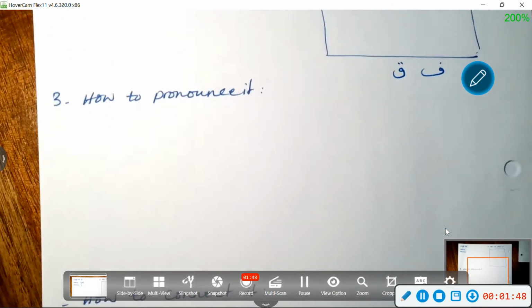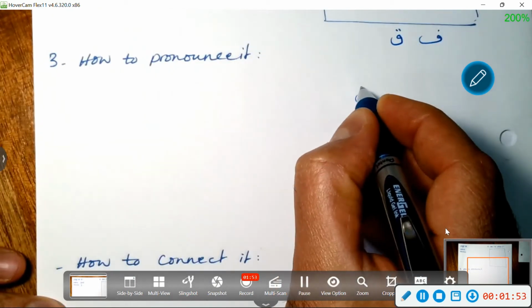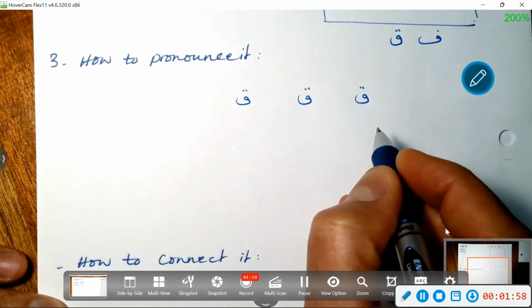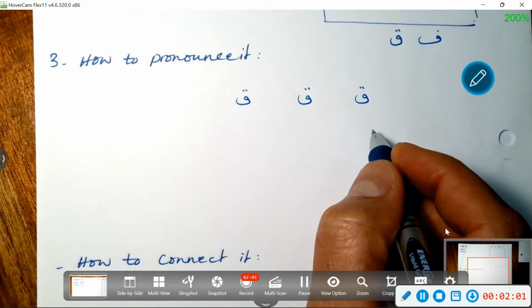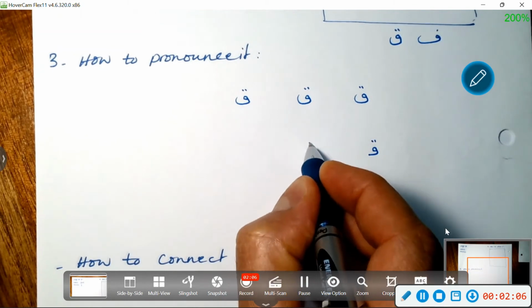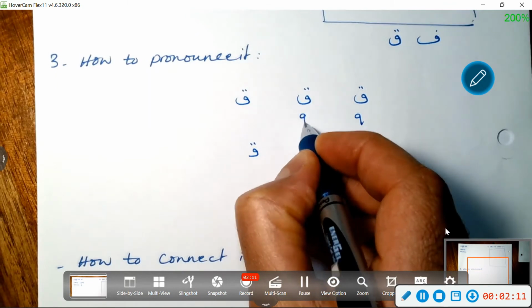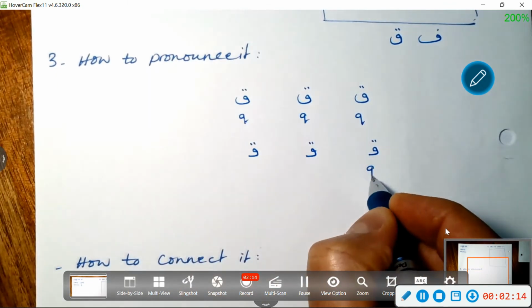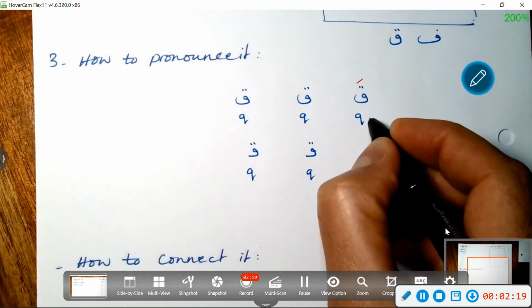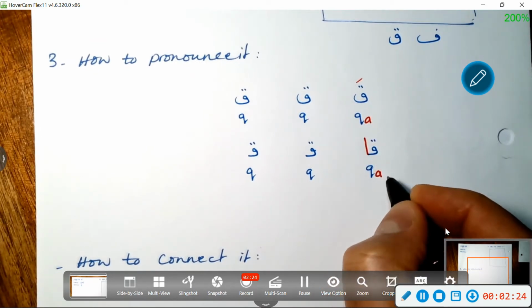Now, how to pronounce it with short vowels and long vowels? Qa, Qa, Qa. Qa, Qu, Qi. And this is the Qaaf representing the sound Qa, Fatha, Qa. Alif mamduda, Qa.